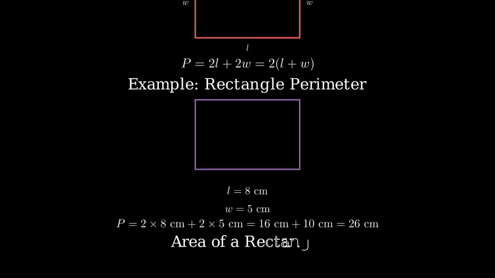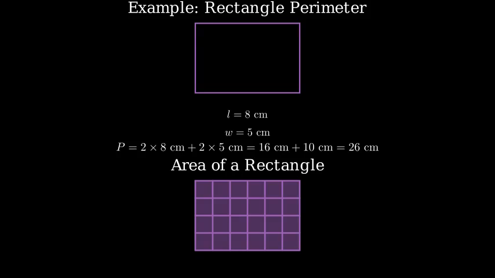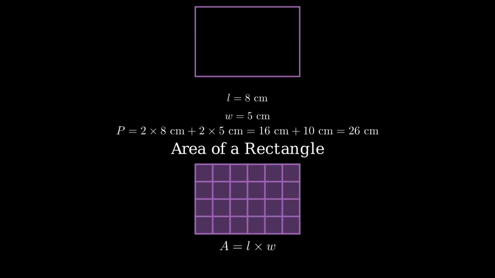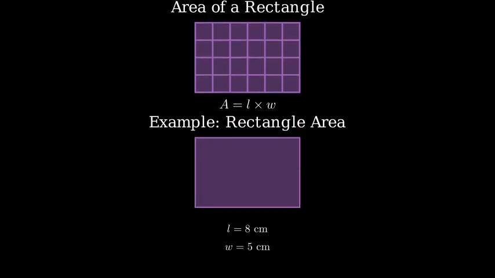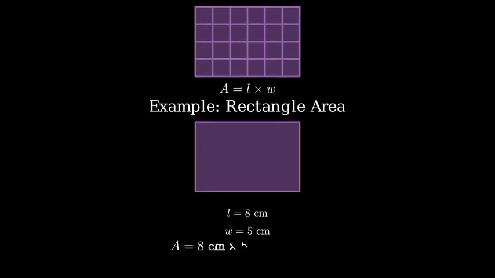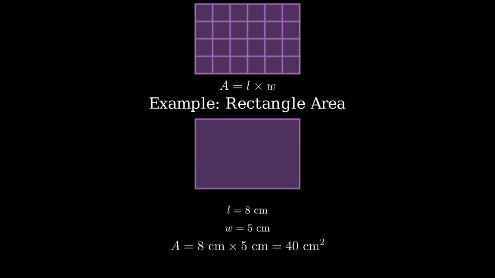Now for the area of a rectangle. Similar to the square, the area is the amount of space enclosed within the boundary. For a rectangle, we calculate the area by multiplying the length by the width. So, the formula for the area of a rectangle is A equals L times W. Let's use the same example as before. For a rectangle with a length of 8 centimeters and a width of 5 centimeters, the area would be 8 centimeters times 5 centimeters, which equals 40 square centimeters.